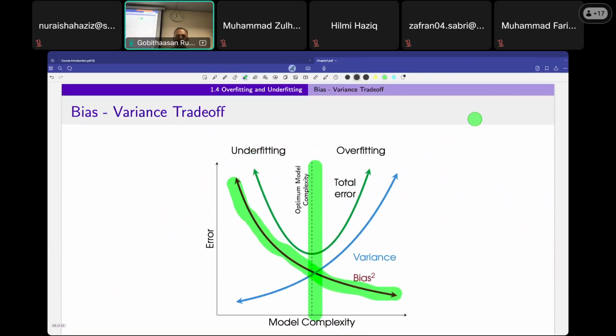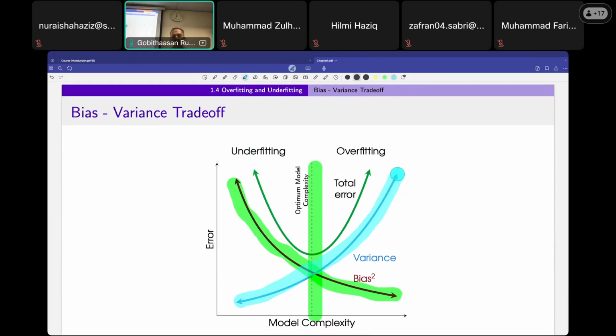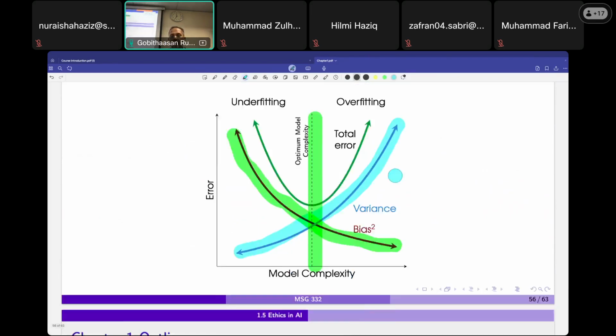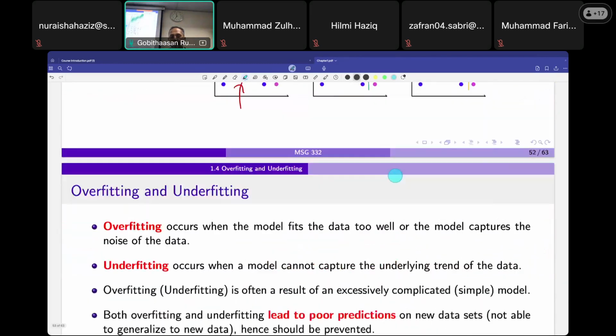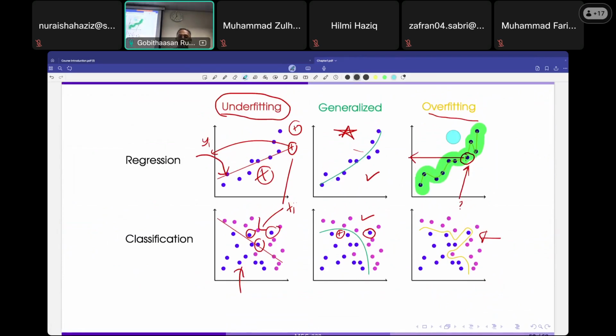Whereas the variance, this is represented by your variance. As your model complexity increases, your variance increases also. You see your variance here, very different, right? Very different. Your variance increases. So, for example, this point here, very different actually. The model is so complicated, right?